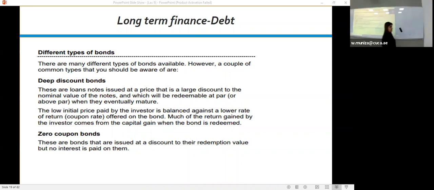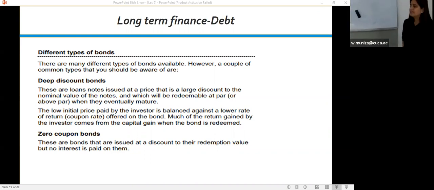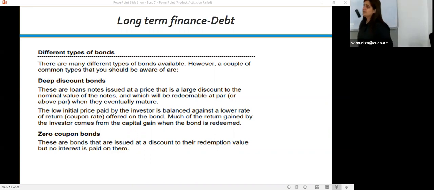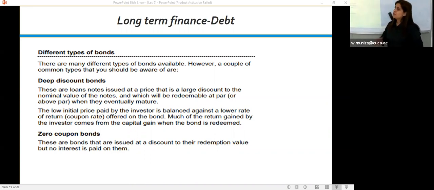Okay, now students, different types of the bonds: deep discount bond and zero coupon bond. As its name suggests, a deep discount bond is issued at a price which is much lower than the market price, and it is going to be redeemed at par. Got it? It is redeemed at the par value, but it is issued at a price which is much lower than the market price.